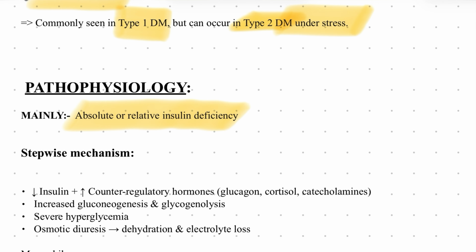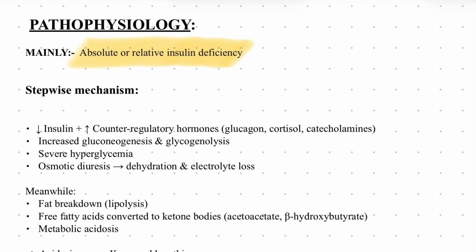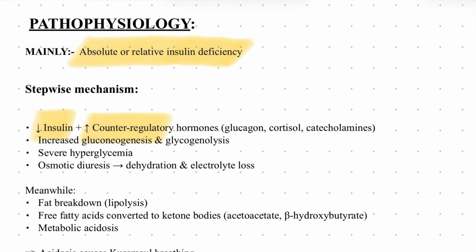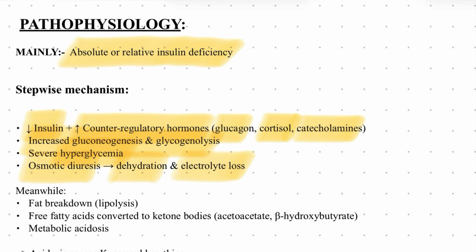Let's go with the stepwise points so that you can write well in the exams. So usually in diabetes there will be insulin insufficiency, which leads to increased counter-regulatory hormones, for example glucagon, cortisol, catecholamines. And there will be increased gluconeogenesis and glycogenolysis, which leads to severe hyperglycemia. And there will be osmotic diuresis, which leads to dehydration and even electrolyte loss.